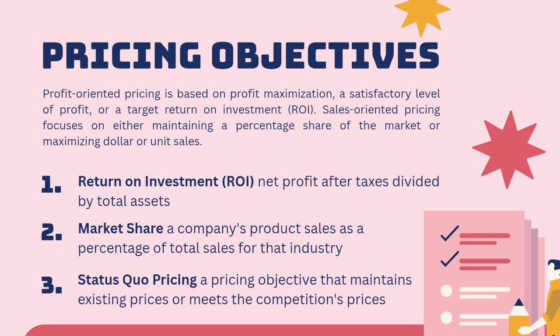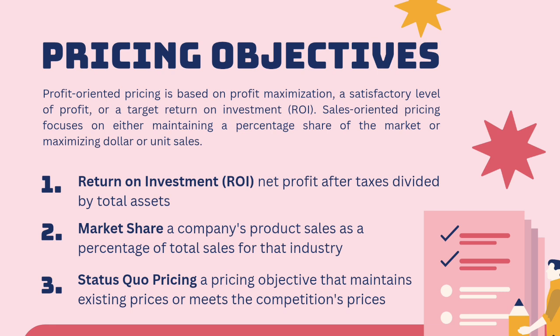So in the next slide, which is pricing objectives. This slide should demonstrate that pricing decisions aren't made in isolation but aligned with broader business objectives. Companies approach pricing with different primary goals that reflect their market position, competitive strategy, and financial requirements. Profit-oriented pricing ay nakafocus sa financial returns through three main approaches, which are profit maximization, satisfactory profit levels, and return on investment or ROI.